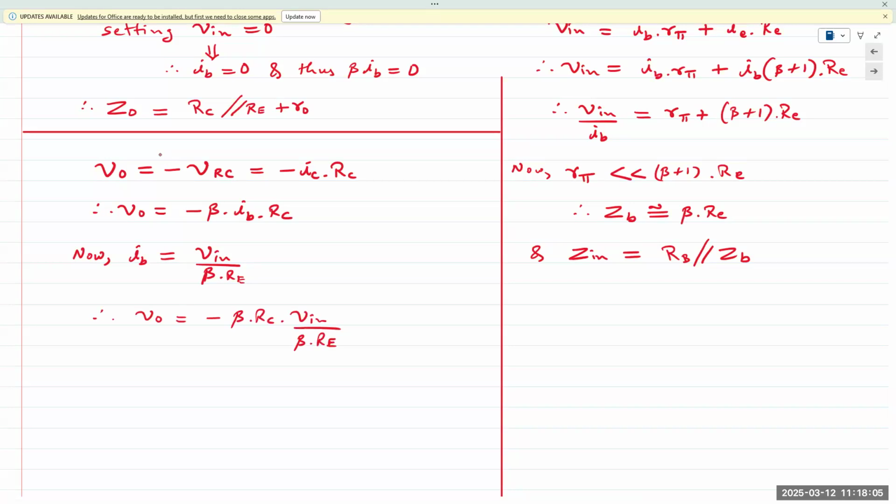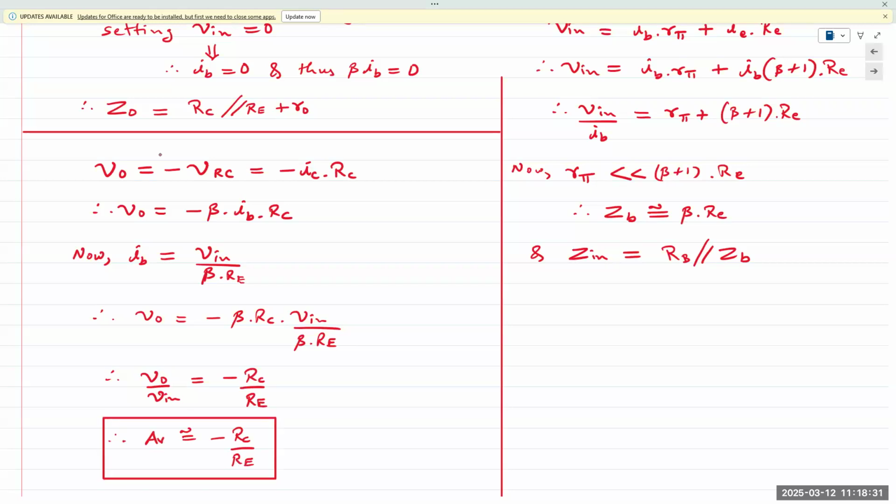Beta cancels out, you take V in on the other side, and you get VO over V in is approximately equal to minus RC over RE. Therefore, the gain of this circuit using the small signal analysis model is approximately equal to RC over RE. Okay. There are a couple of other ways also where we can determine the same thing, but this is one of the simplest and the easiest.